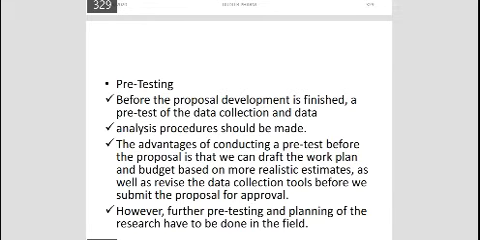In pre-testing, as I said before, before the proposal development is finished, a pre-test of the data collection and the data analysis procedure should be made. What does it mean? It means that any tool you prepare for data collection, before you implement it in a research work, you should test it to establish the credibility of your method.